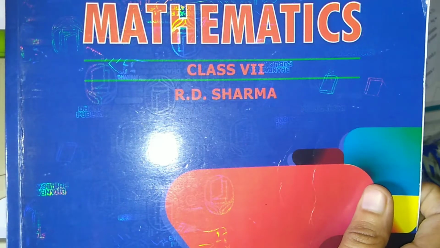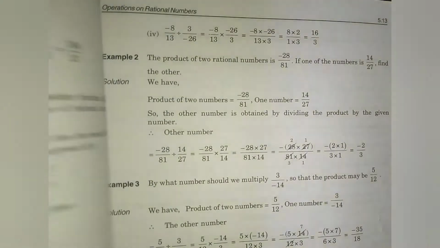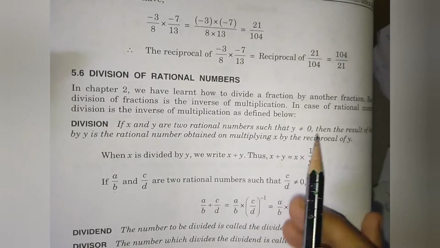From R.D. Sharma, Class 7, Mathematics, Chapter number 5, Operation on Rational Number. Our topic is Division on Rational Number.